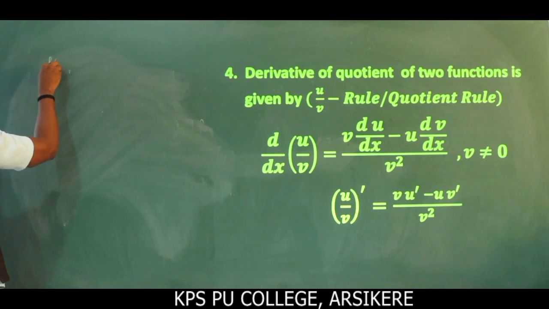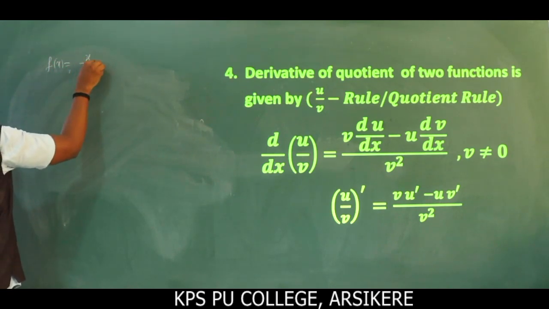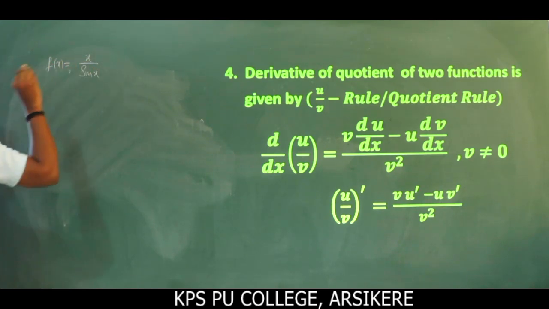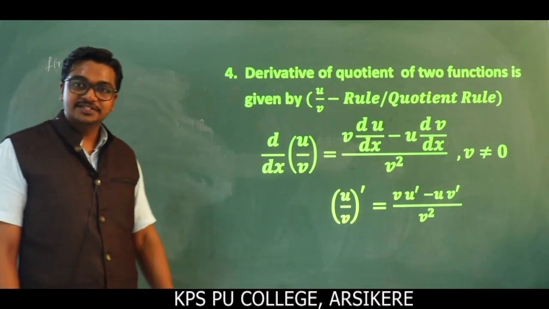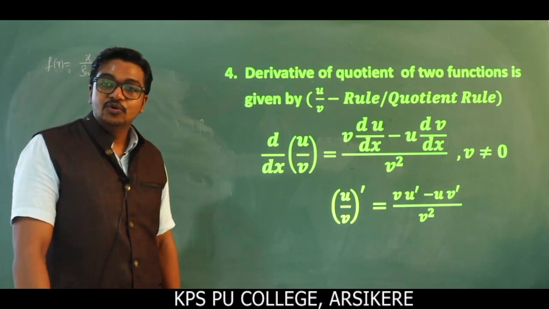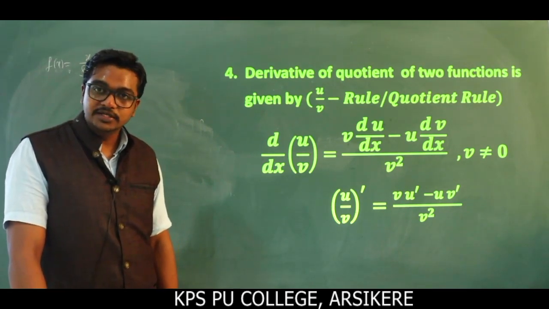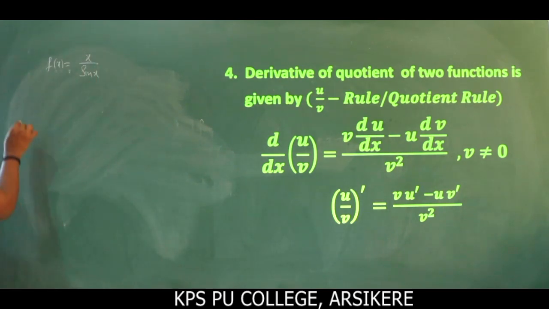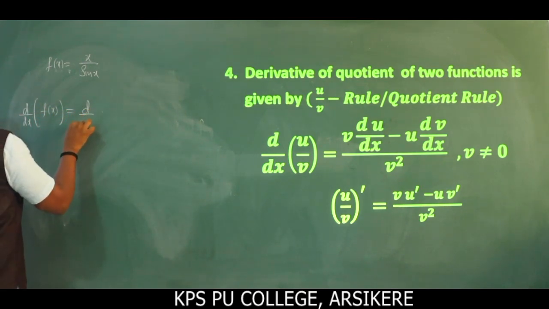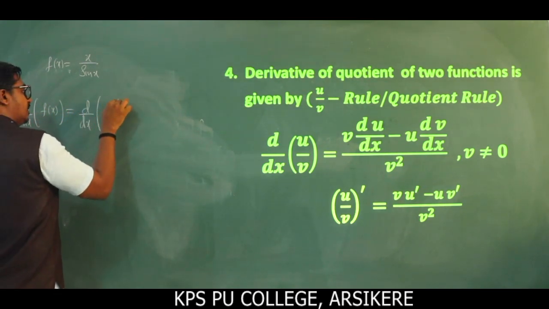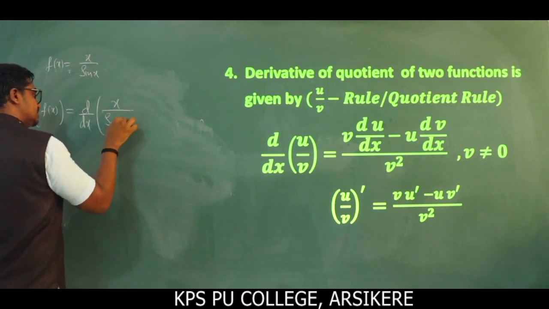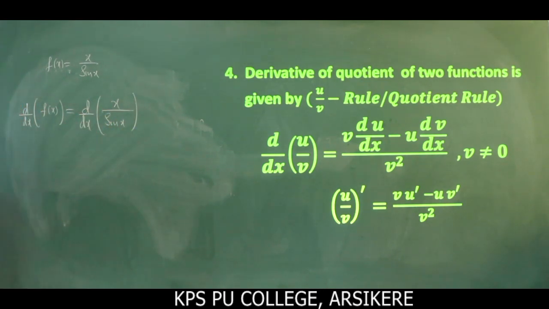Here we have the function f of x is equal to x divided by sin x. This is a rational function. Numerator is x and denominator is sin x. d by dx of f of x is equal to d by dx of x divided by sin x.